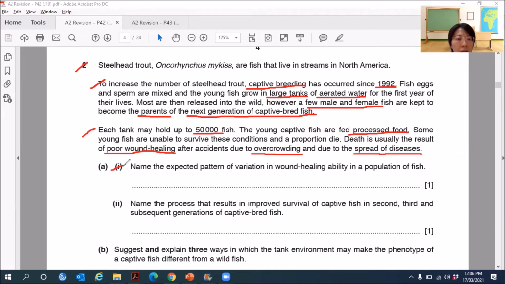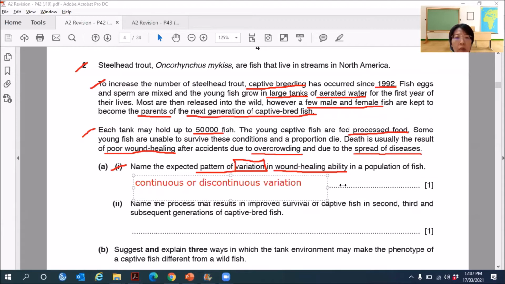The question asks, name the expected pattern of variation in wound healing ability in the population of fish. So, pattern of variation. Remember the word variation. How many types of variation have you learned in your syllabus? There are only two, right? It's either continuous or discontinuous variation. So in this example, they're asking you whether it's continuous or discontinuous variation.